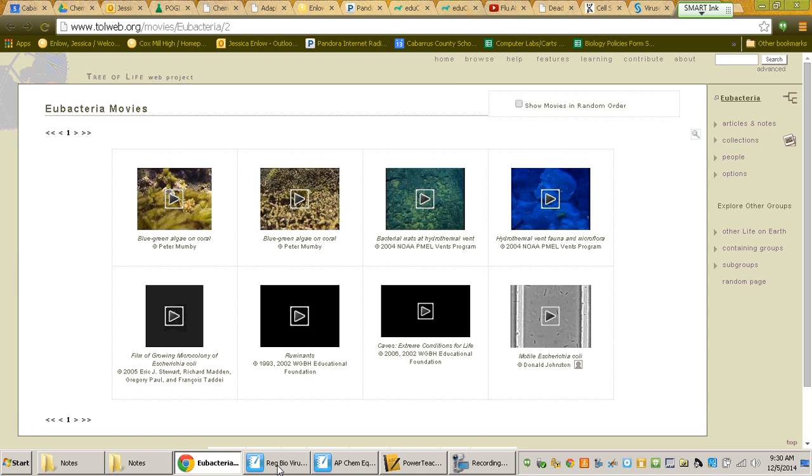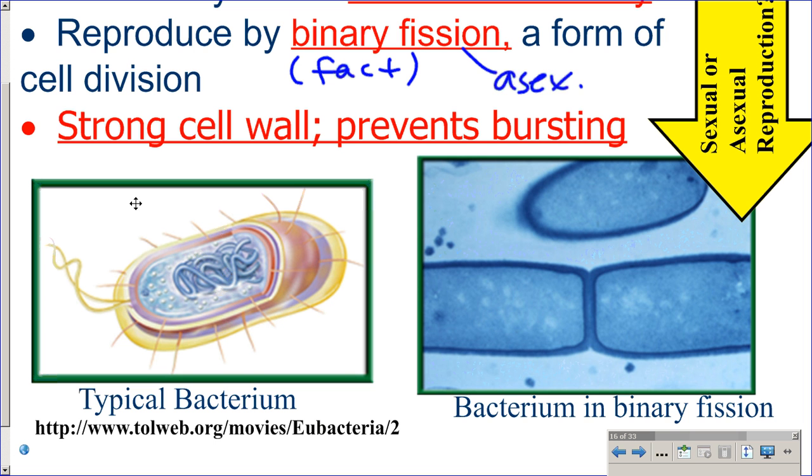Is that in real time? No, that's actually sped up some, but they can reproduce much more quickly than anything else. It's like every 30 minutes they can double, and so in a day they'll get up to thousands and thousands of cells. As one reproduces and makes another one, those that are made can then make another one as well.